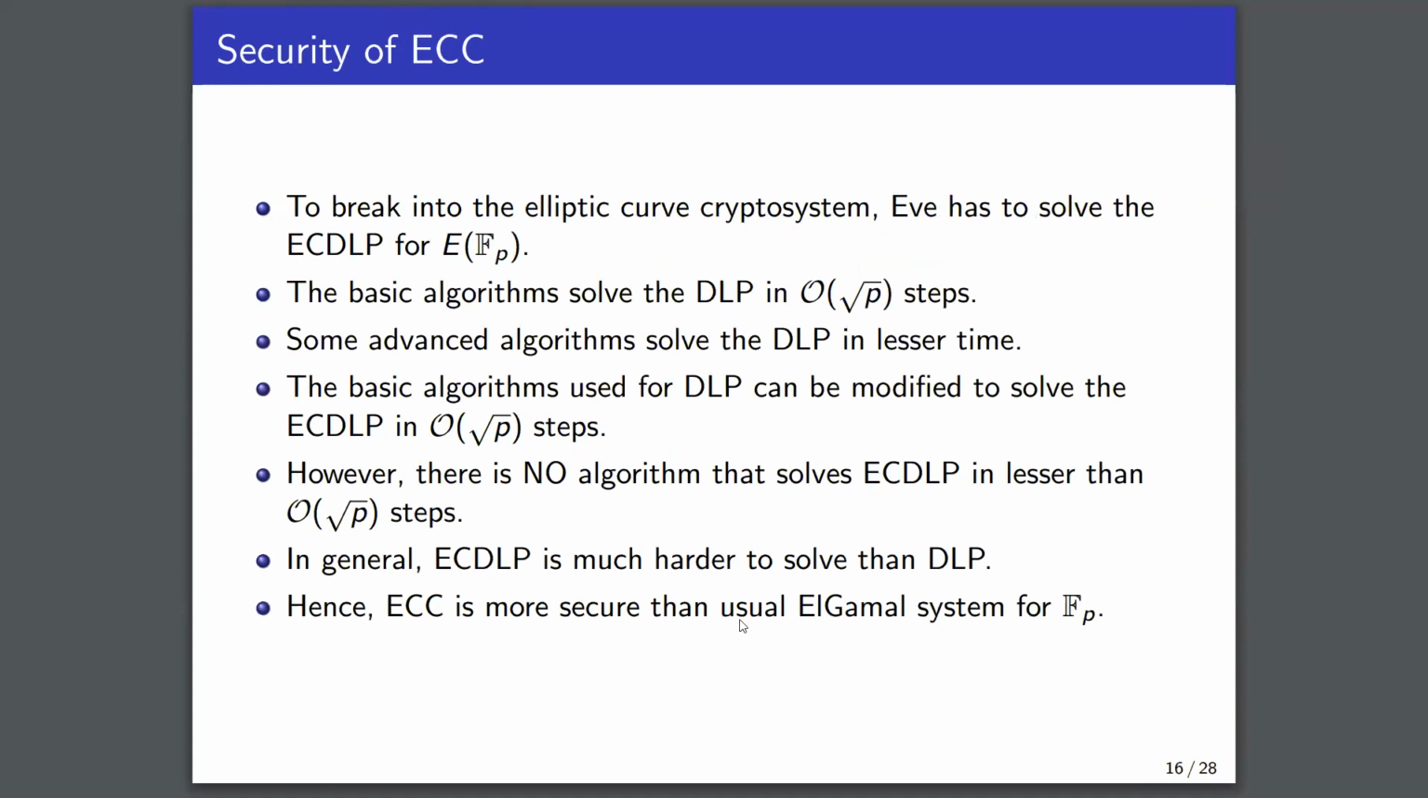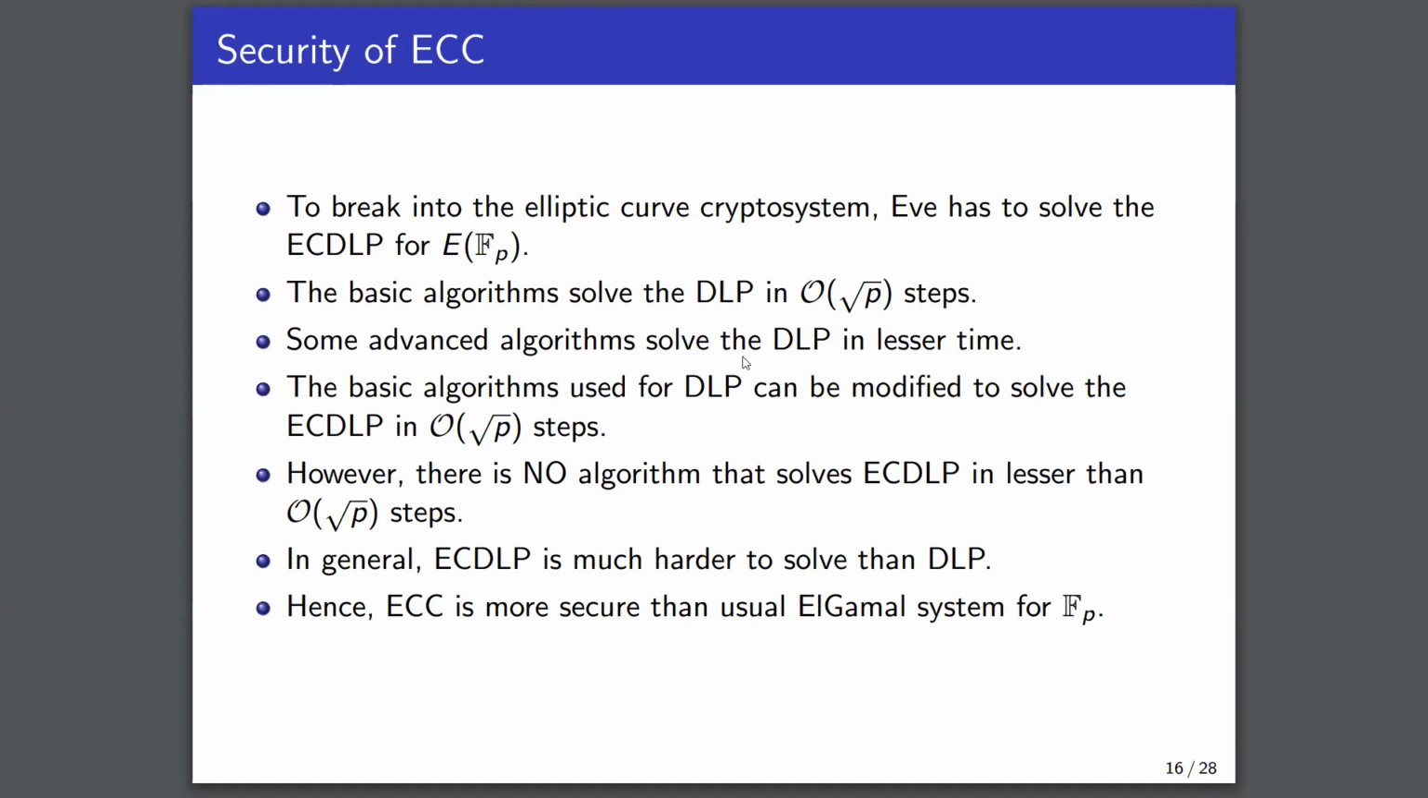Right. So now we come to the security of ECC. Why is elliptic curve cryptography so secure? The point is that we already have the ElGamal system, which works for any group in general, and the most common groups used are F_p or rather F_p cross. So why are we using elliptic curve cryptography? To break into the elliptic curve cryptosystem, any adversary like Eve has to solve the ECDLP for E(F_p). Now, there are some algorithms that solve the discrete log problem in order of root p steps. So that is the complexity of that. Later there were some advanced algorithms that could solve DLP in less time. There is some algorithm that solves it in p power epsilon, where epsilon is some arbitrary positive number.